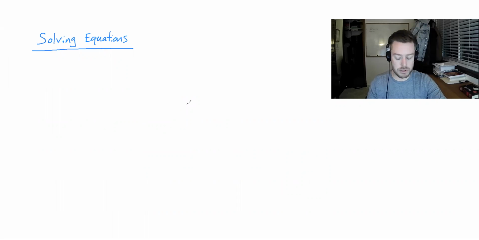When it comes to solving equations, typically this is where we start introducing the alphabet into math. We call them variables, and they're just placeholders for different numbers that we don't know about.